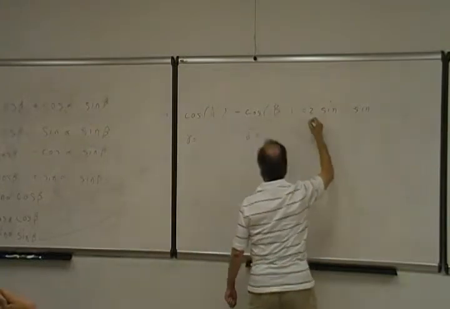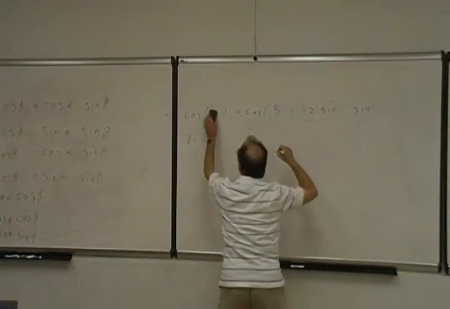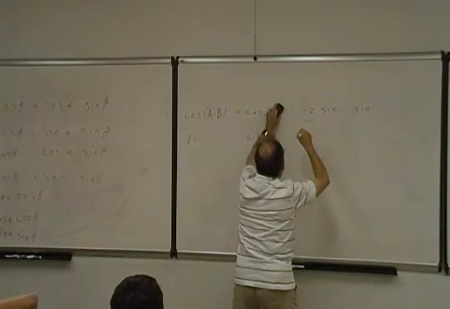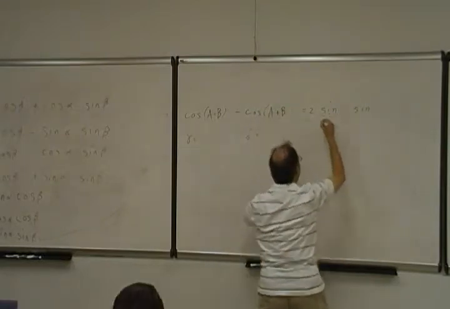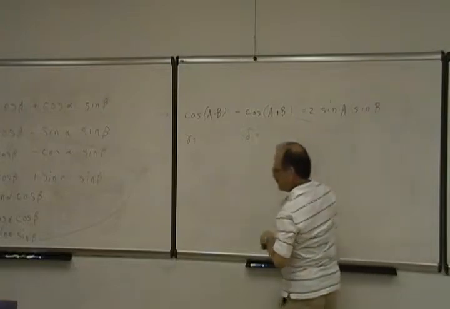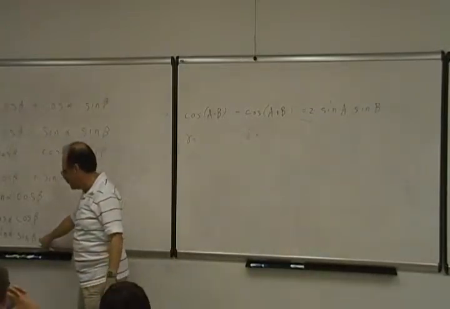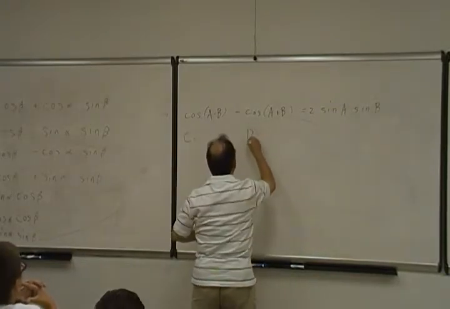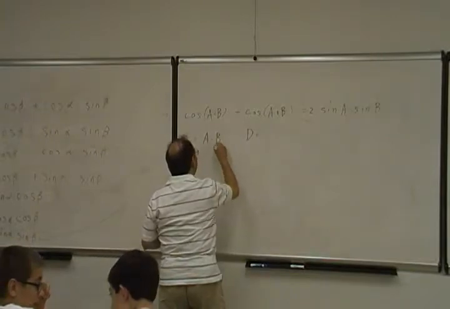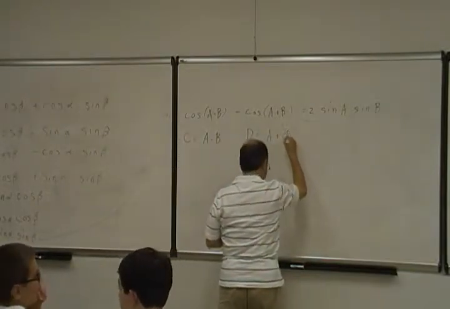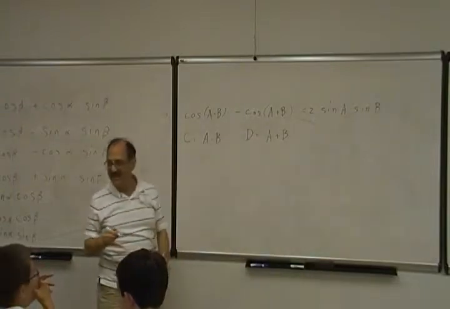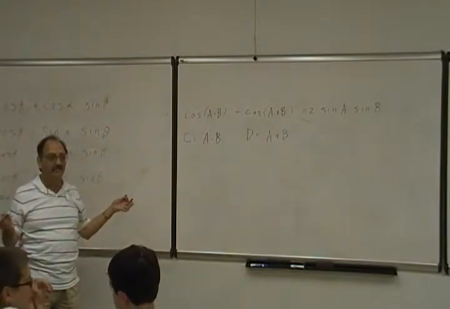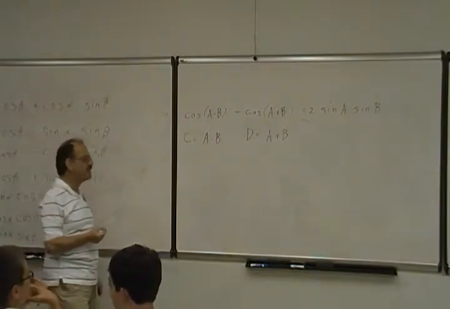A, B, no, A minus B. Right. A minus B, A plus B. Is that what I have down here? With alphas become A's, betas become B's. This is C and this is D. C is A minus B and D is A plus B. Is that good? That make you feel better? I know the letters of the alphabet for no reason at all make people uneasy. Okay? But they mean the same thing.